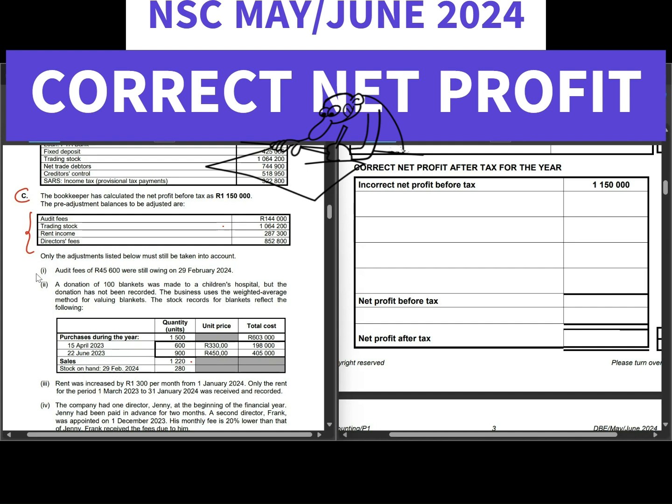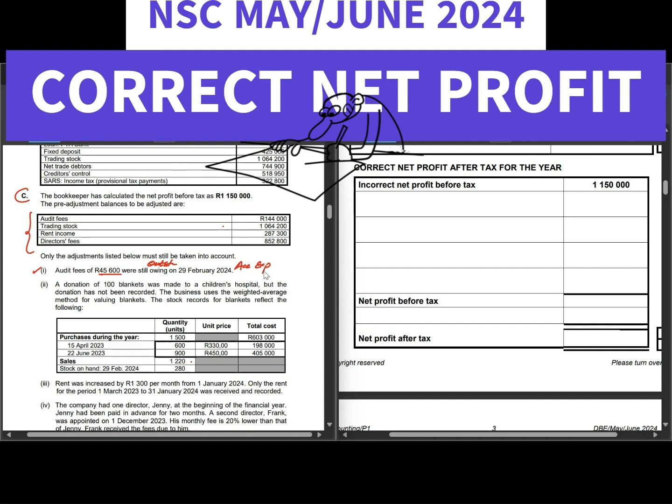And the first one is audit fees of 45,600. We're still owing. So we are here on number one. We're being told that these audit fees of 45,600 are still owing. So it's owing or outstanding. So we know that once an amount is still owing, an expense has been incurred but not yet paid for, we're still owing. That is now our accrued expense.